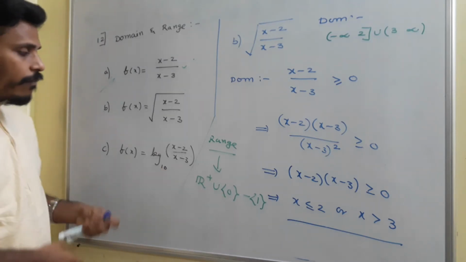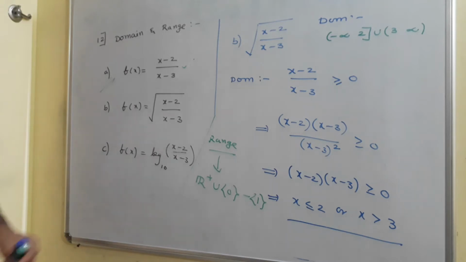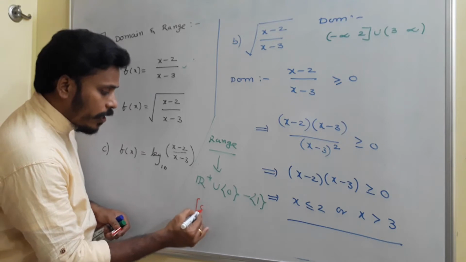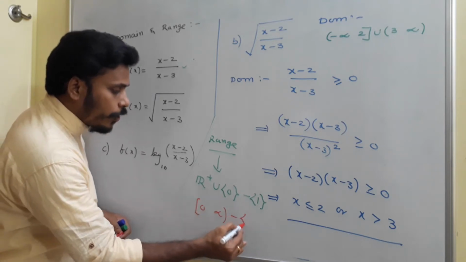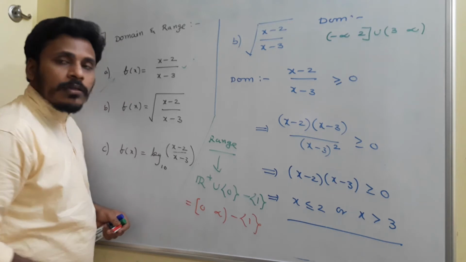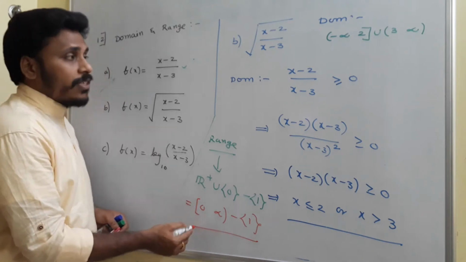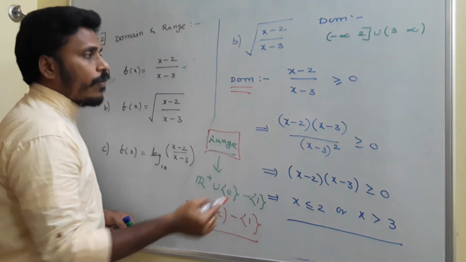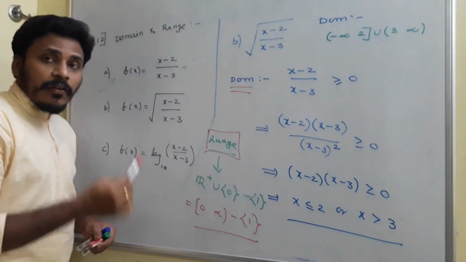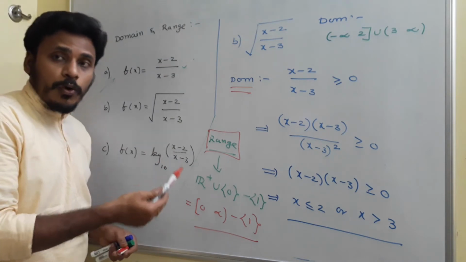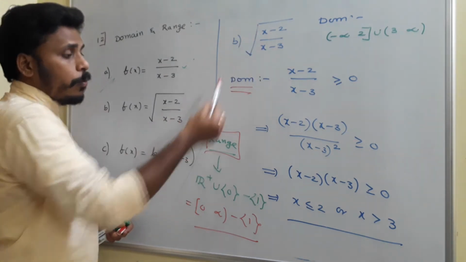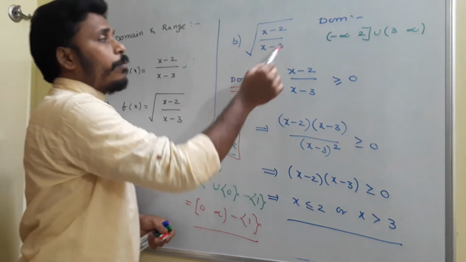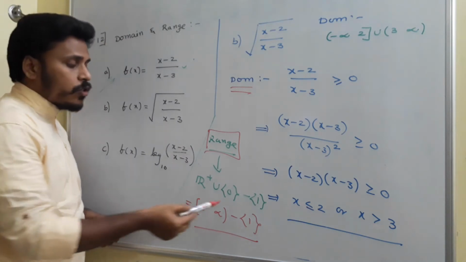In another way, we also write it like this: all positive real values union 0 to 1. We will write it like this: 0 is included, 0 to infinity, and you need to eliminate 1 from the collection. This is the range. Domain is the values of x for which this expression is positive. Range is all positive values because the square root is always positive, and 0 is also possible when you take x as 2, so 0 is included, but this can't be 1. It never becomes 1 for any value of x, so you need to eliminate 1.